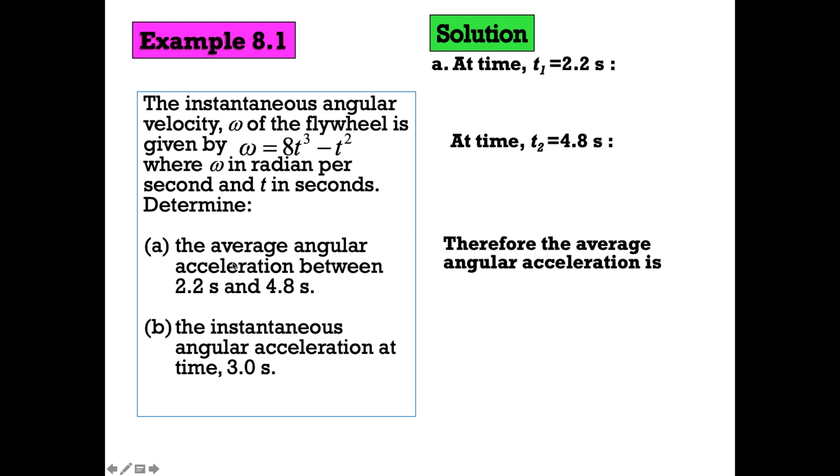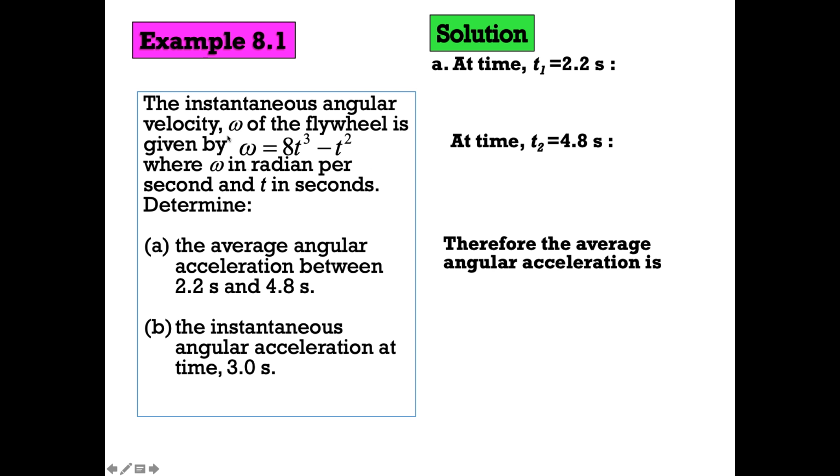The first one is to determine the average angular acceleration between 2.2 seconds and 4.8 seconds. Okay, we will answer this question first. For the solution, we have two times here, since the question asks for the average angular acceleration between these two times. The first time is 2.2 seconds and the second time is 4.8 seconds.